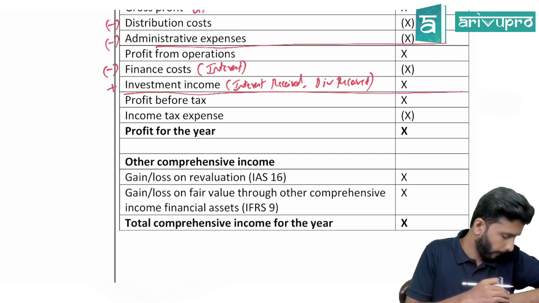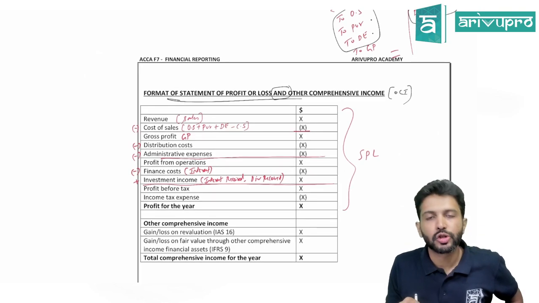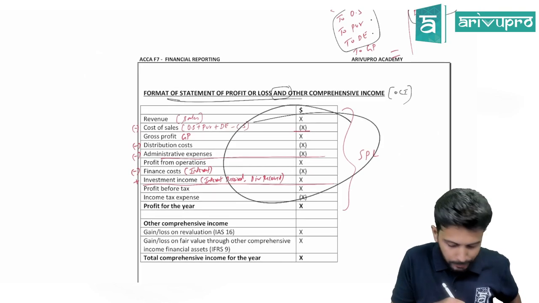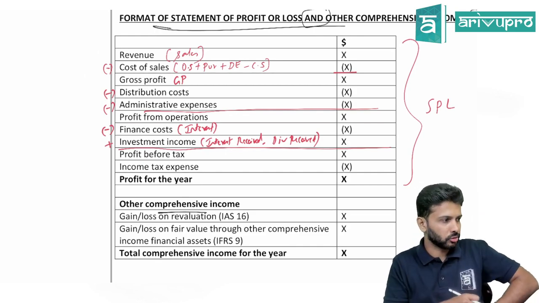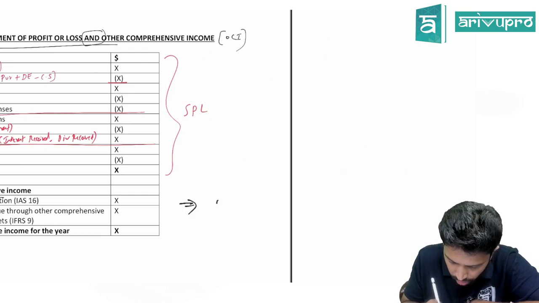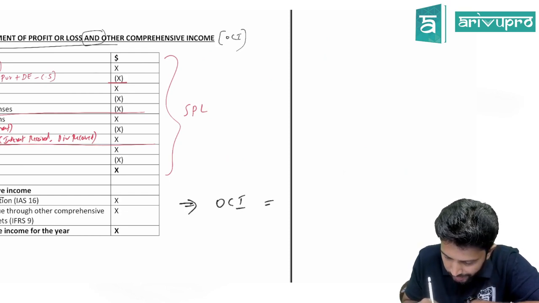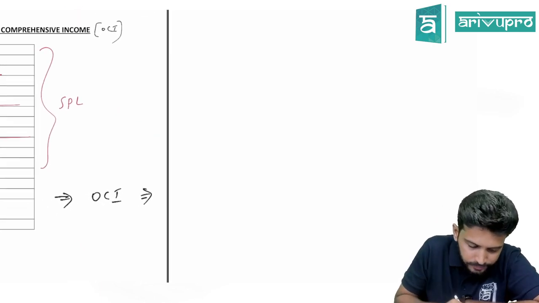Online also okay, no? Folks, I told you your P&L has two sections now. One is your normal P&L section and another one is other comprehensive income. So let's see what this other comprehensive income, which we've been calling OCI, really means. Let's take a small example and understand this.